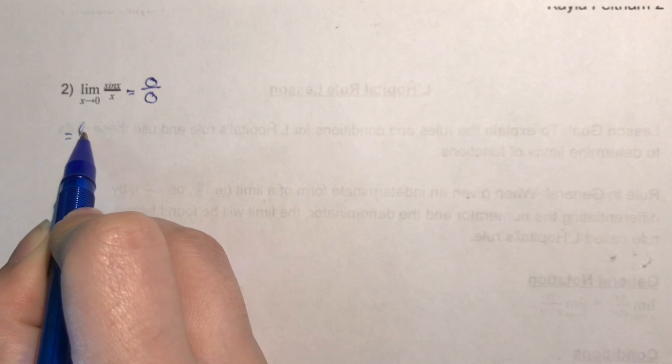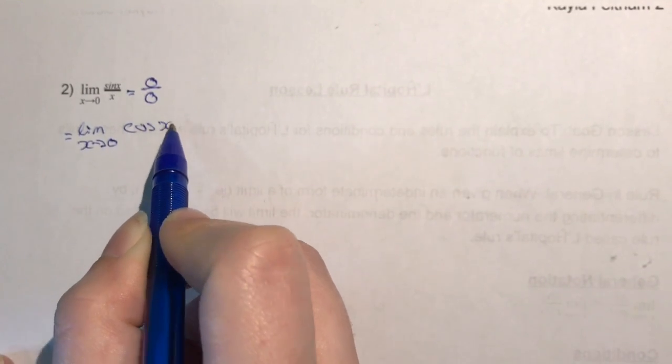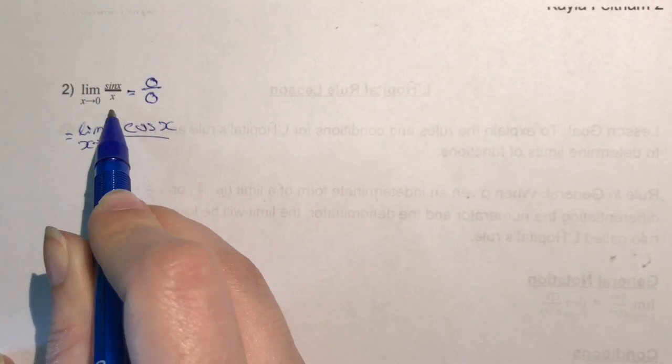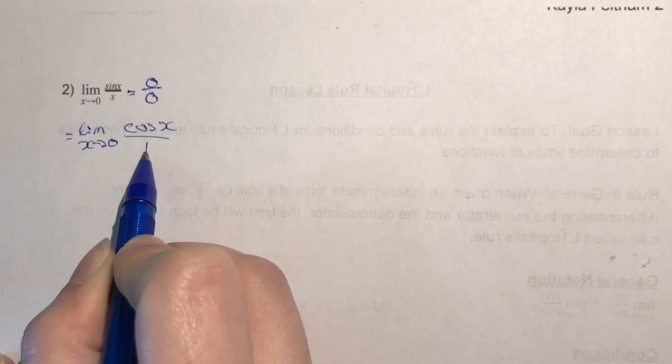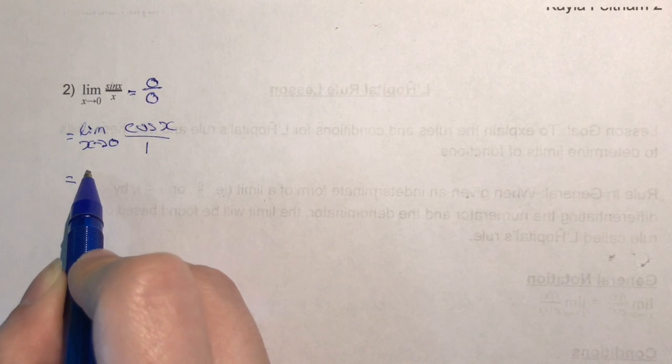So the limit as x approaches 0 of sine of x over x will equal indeterminate form of 0 over 0. Therefore, L'Hopital's rule can be used. The first thing we're going to do is take the derivative of the top function, f of x, which is going to be cosine of x, and then over the derivative of the bottom function, which is going to be equal to 1. So our limit will be 1.